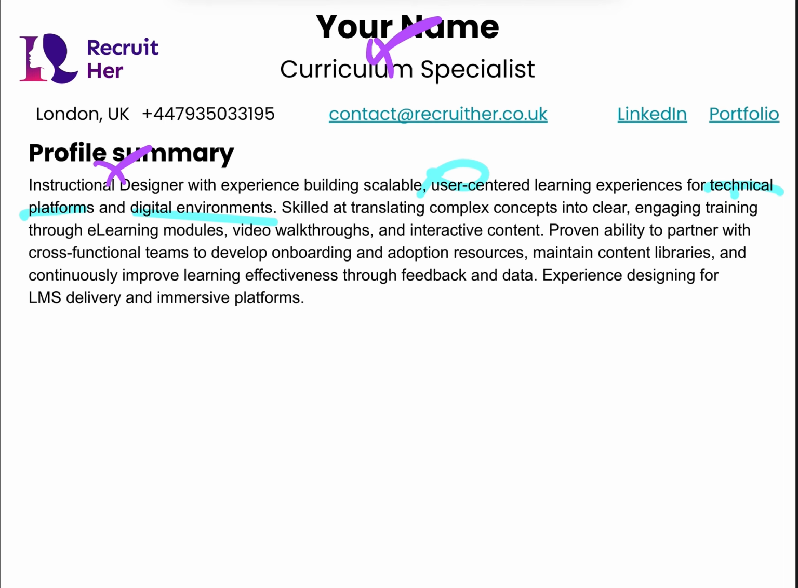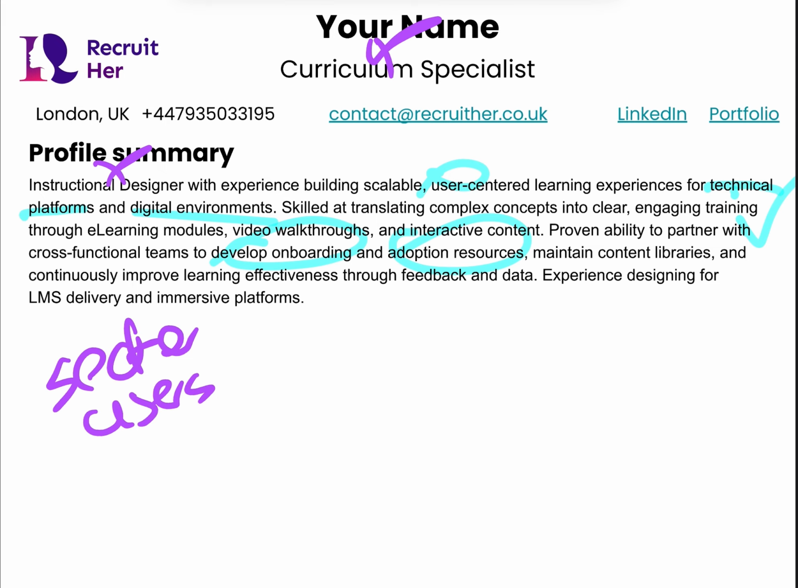Proven ability to partner with cross-functional teams to develop onboarding and adoption resources. I think it's great that they are showcasing the fact that they work with other people. The only thing is that we are having here onboarding and adoption resources, and I think that would indicate that maybe the sector and the users are misaligned here.